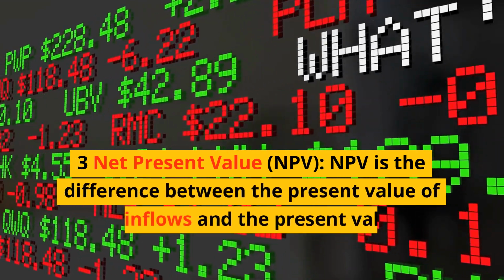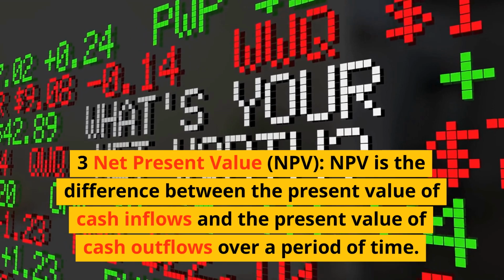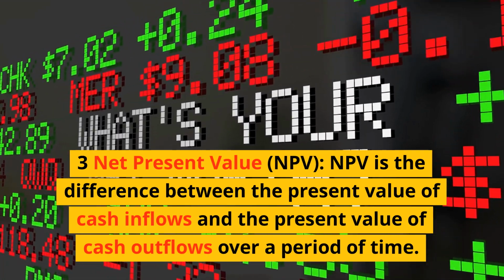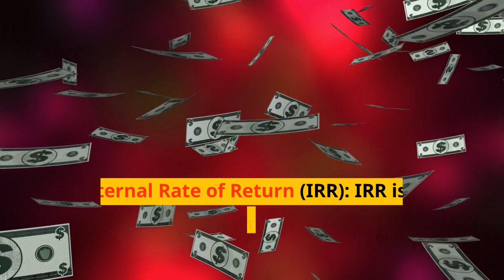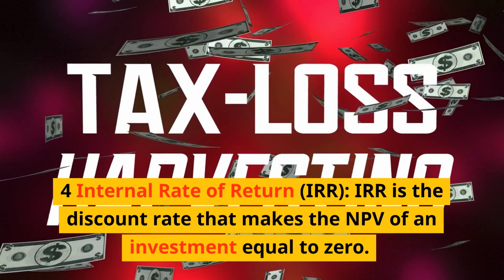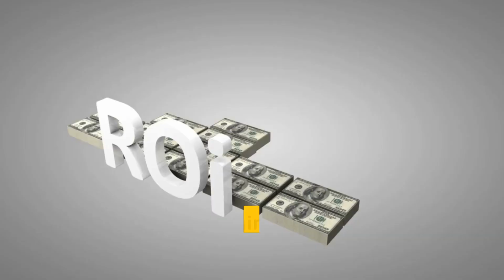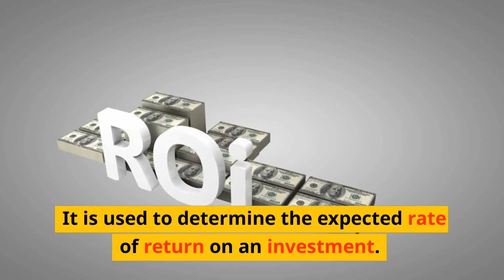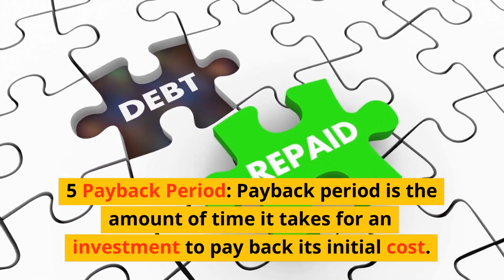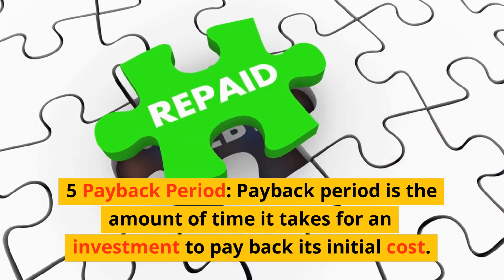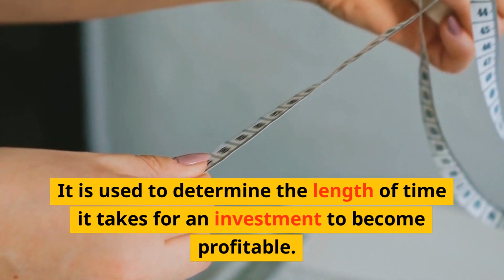3. Net present value (NPV) is the difference between the present value of cash inflows and the present value of cash outflows over a period of time. It is used to determine the profitability of an investment or project. 4. Internal rate of return (IRR) is the discount rate that makes the NPV of an investment equal to 0. It is used to determine the expected rate of return on an investment. 5. Payback period is the amount of time it takes for an investment to pay back its initial cost. It is used to determine the length of time it takes for an investment to become profitable.